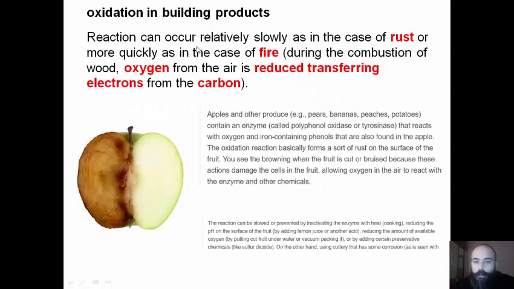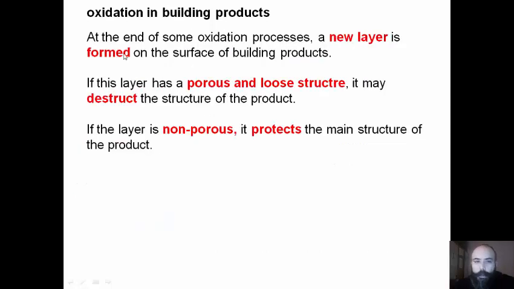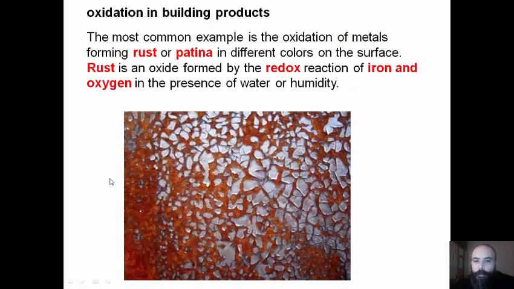Reactions can occur relatively slowly, as in the case of rust, or more quickly, as in the case of fire. During the combustion of wood, oxygen from the air is reduced, transferring electrons from the carbon. At the end of some oxidation processes, a new layer is formed on the surface of building products. If this layer has a porous and loose structure, it may destroy the product. If the layer is non-porous, it protects the structure of the product. The most common example is the oxidation of metals, forming rust or patina in different colors on the surface.